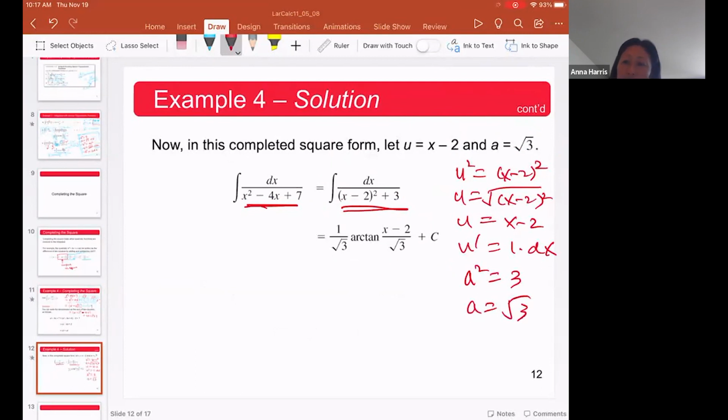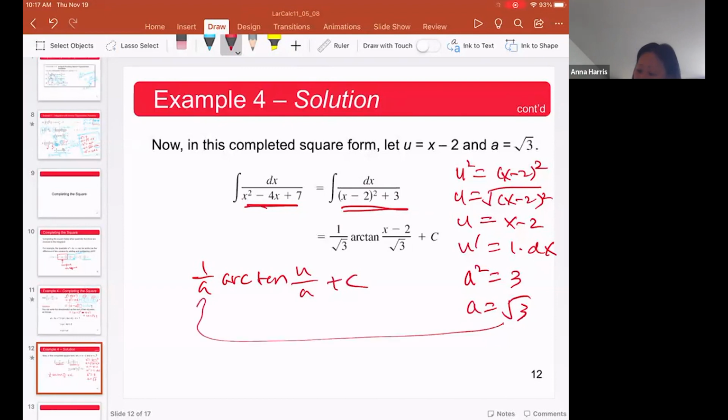So as I said before, write down these five items: u squared, u prime, a squared, and a. Then after that, you can simply plug into your formula. The formula says 1 over a arctangent of u over a plus c. So you're going to put the a, which is square root of 3, u, which is x minus 2, and a right here. Just plug into your formula.